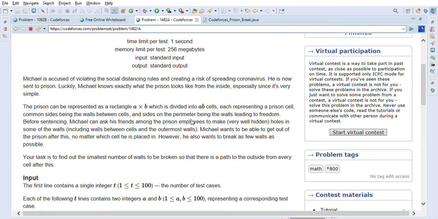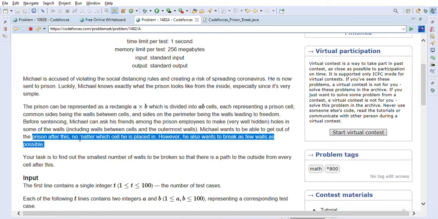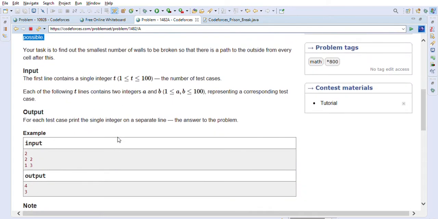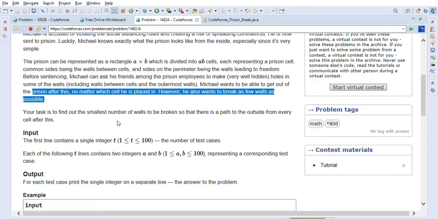Before sentencing, Michael can ask his friends among the prison employees to make very well hidden holes in some of the walls, including walls between cells and the outermost walls. Michael wants to be able to get out of the prison after this, no matter which cell he is placed in. However, he also wants to break as few walls as possible. Your task is to find out the smallest number of walls to be broken so that there is a path to the outside from every cell. So this is what the problem statement is.